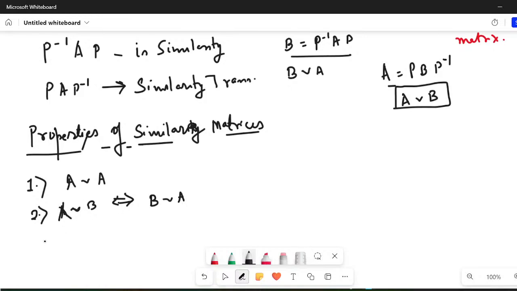So you can say that reflexivity lies here. Third, if A is similar to B and B is similar to C, then you can say that A is similar to C.